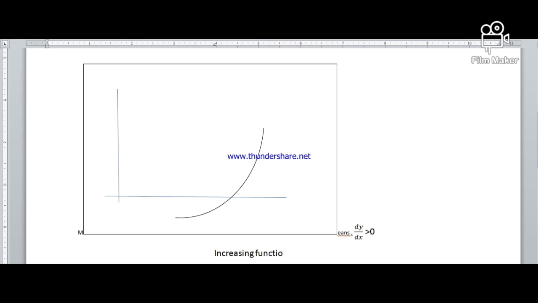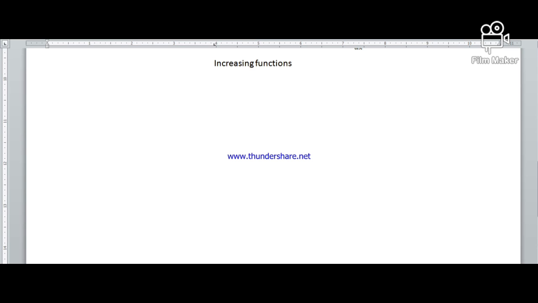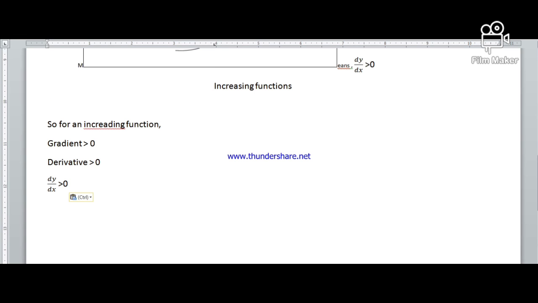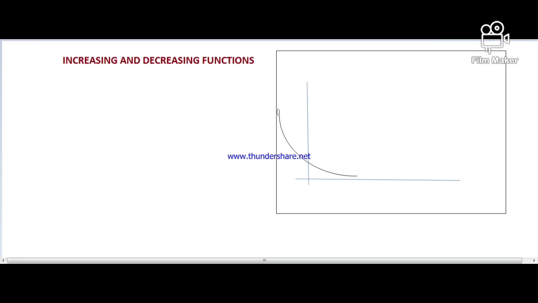That means in an increasing function, dy by dx is greater than 0. That means the gradient is positive, so gradient is greater than 0. That means the derivative is greater than 0. So dy by dx greater than 0.